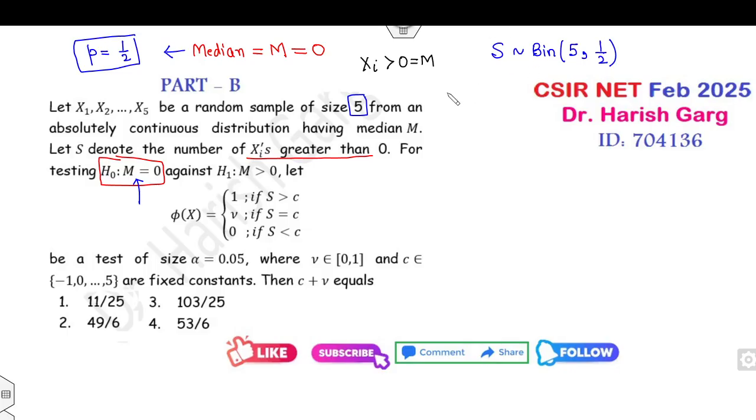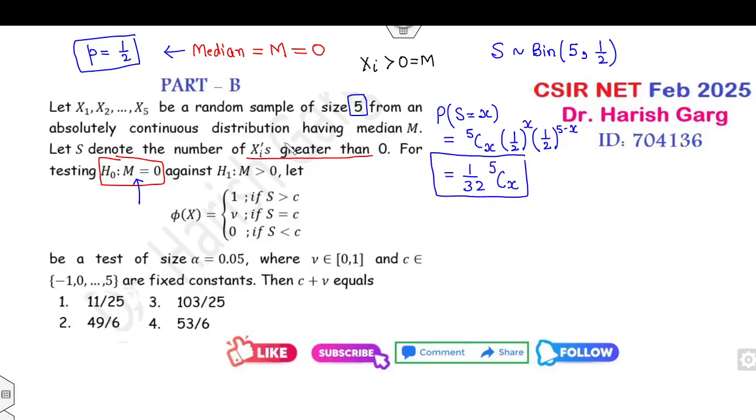And once we know S follows the binomial distribution, can you find the probability mass function, which is nCx half raised to power x, q is also half raised to power 5 minus x. So the x will be cancelled out. It's 1 over 32 times 5Cx. Is it okay? This is the statement up to here.